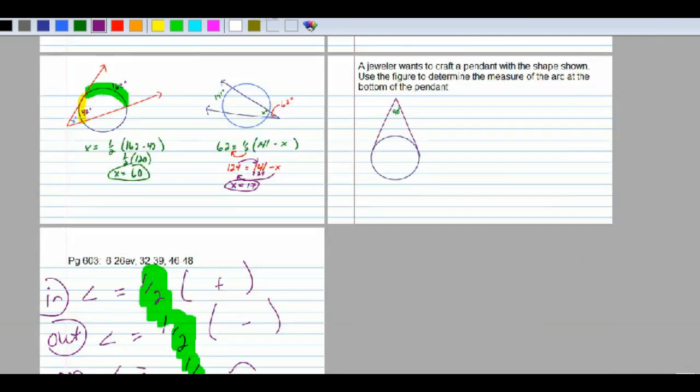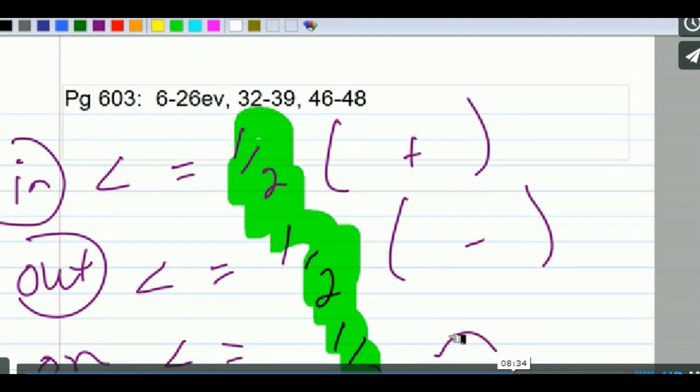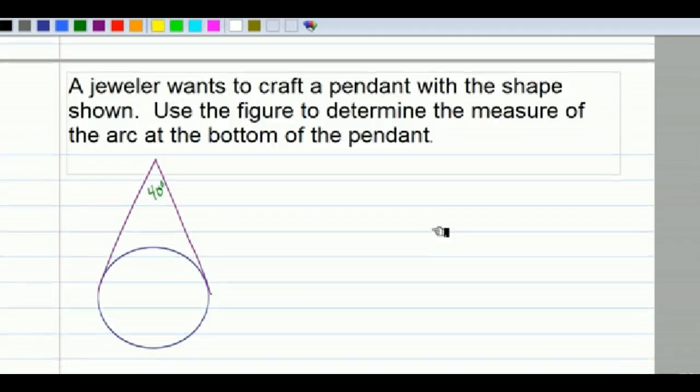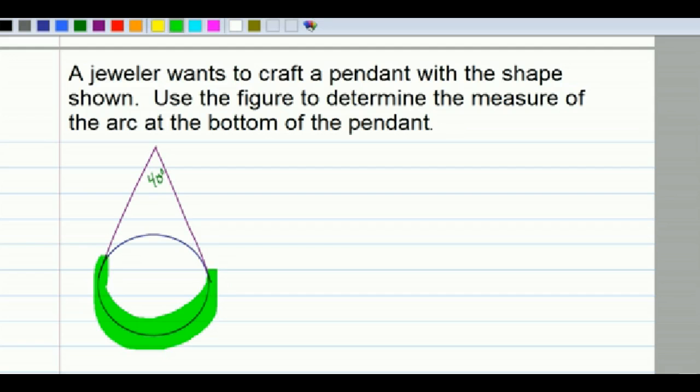Now let's take a look at one last example that you guys will come across, which will use some algebra skill. A jeweler wants to craft a pendant with the shape shown. Use the figure to determine the measure of the arc at the bottom of the pendant. We're looking for this. Let's call it x. This is 40. Problem, we don't know any of the other measurements.